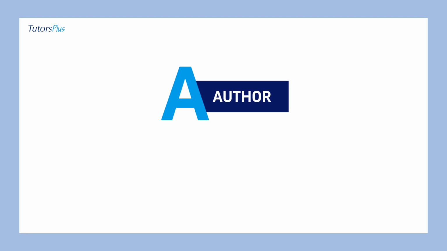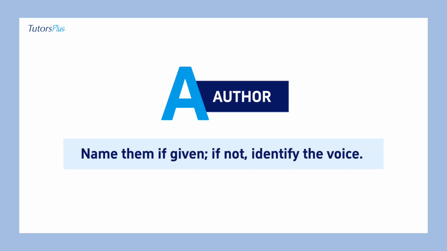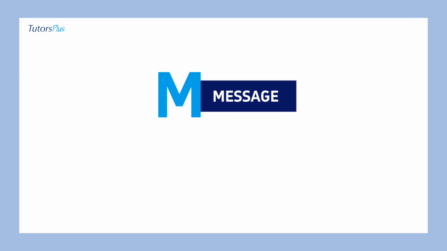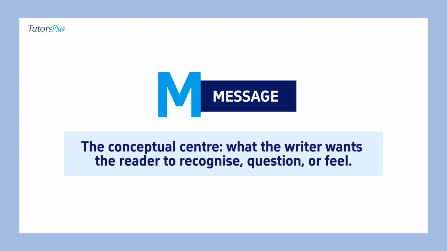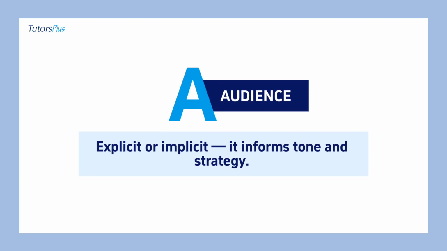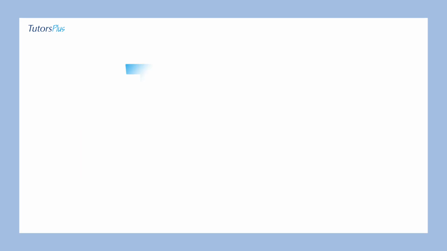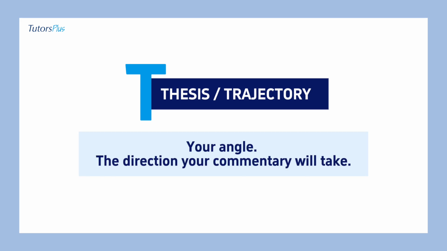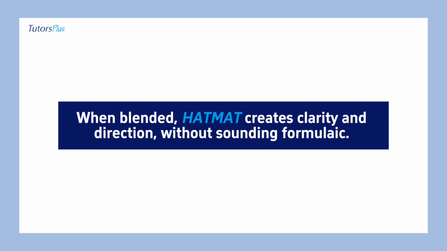Then we have A for author. Name them if it's given. If not, identify the voice. Remember text type. Is it an opinion column, a speech, article, letter, blog? Show genre awareness. The M for the message, the conceptual center of your introduction. What the writer wants the reader to recognize, question, or feel. And then we have the audience for the second A, which is explicit or implicit. It could be either. And this informs the tone and the strategy. And we finish with the last T, the thesis or the trajectory, which is your angle, the direction that your commentary will take. And when blended, HATMAT creates that clarity and direction without sounding formulaic.